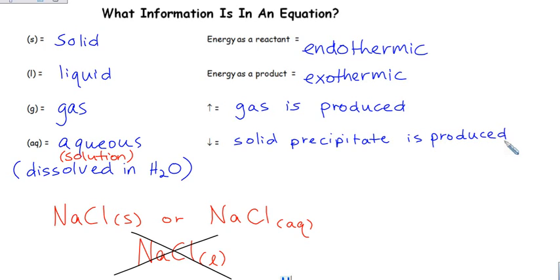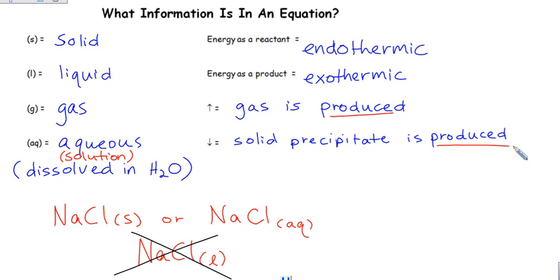Okay, so here's the deal. If you produce a gas, it will rise out of your reaction vessel. So that's why we have this upward arrow for the gas produced. If you form a solid precipitate, over time it will sink to the bottom of your beaker, hence the downward arrow. Notice too that these are only used on the product side.